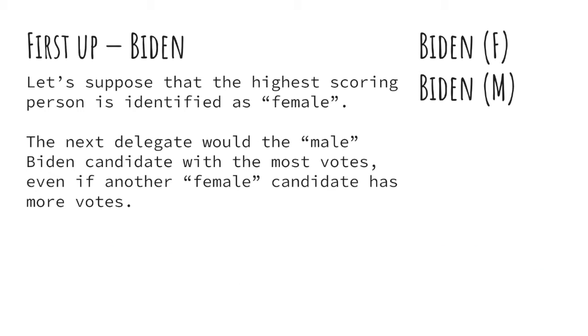So first up, Biden. He won. He got the most votes. He got 29% of the vote. He earned 2 delegates. So let's suppose that the highest scoring person is identified as female. The next delegate from Biden would be the highest scoring male. Even if the top 2 for Biden are female, his second delegate has to be his highest scoring male to maintain gender parity.